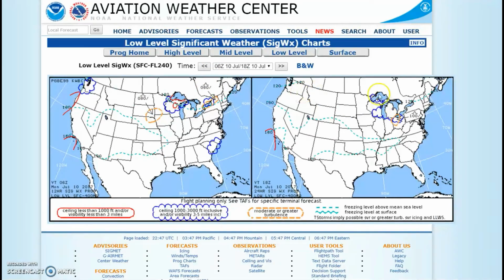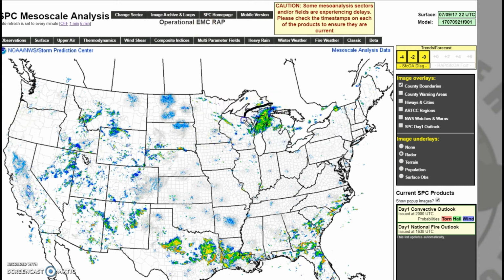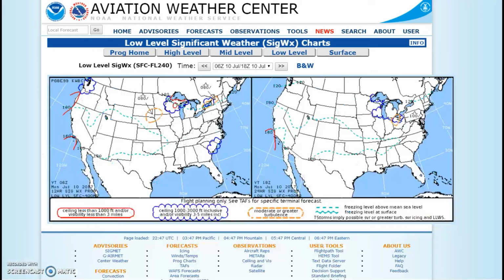Low-level significant weather charts. Again, there's a moderate at 8,000 over Minnesota and South Dakota. There's a ceiling between 1,000 to 3,000 inclusive, and or visibility of 3.5 miles. And inside of that, where some of those storms were occurring, if you look back at radar, right over this area here, we have some of those. Let me get back to it. Where is it? Right here.